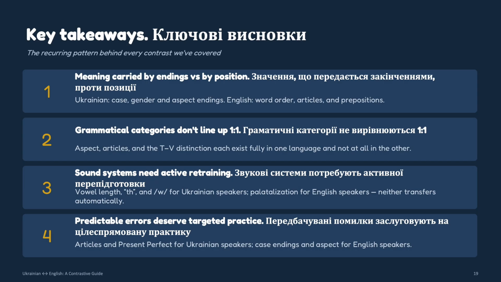This T-V distinction, for someone who doesn't know, is when we have to choose ти or ви, because in some languages we also have these different forms. So T-V distinctions each exist fully in one language and not at all in the other, so they can't just be translated across, they have to be taught as new concepts. Three: sound systems need active retraining. Vowel length, the TH sound, the W for Ukrainian speakers, and palatalization for English speakers.